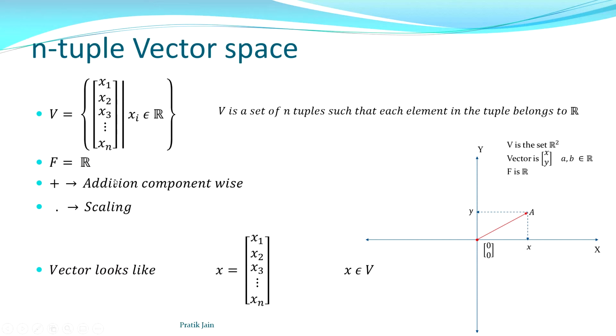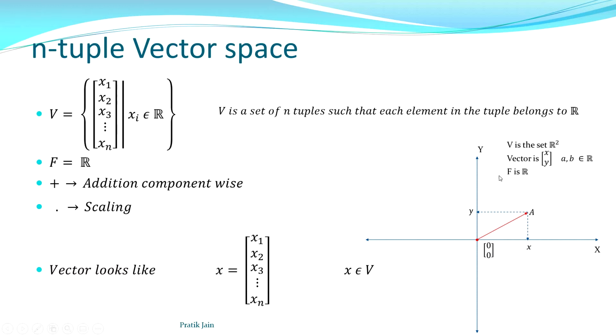Plus means addition component-wise. That means if I have two vectors, x1, x2, x3 till xn, and y1, y2, y3 till yn, the addition will be x1 plus y1, x2 plus y2, and so on. And dot means scaling. What does scaling mean? You multiply an element that comes from the field, and that particular number gets multiplied to all of these components. That is scaling. This is how the vector looks for this vector space. We will see this change as I change the vector space.